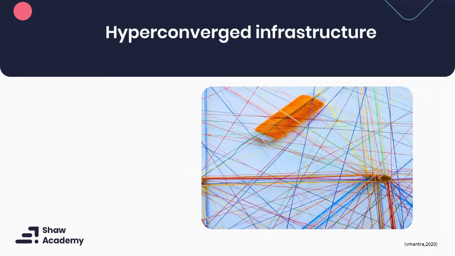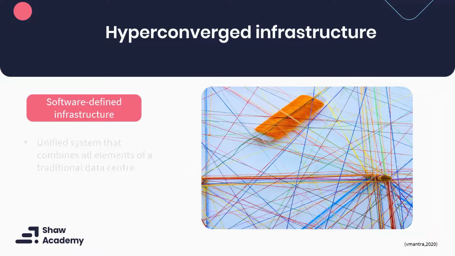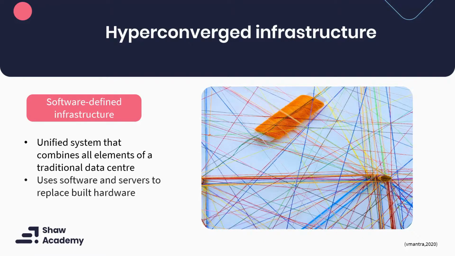Now, this infrastructure can be seen as a software-defined infrastructure, a unified system that combines all the elements of a traditional data center, which includes storage, computation, networking, and event management. The integration of this infrastructure solution makes use of software and servers to replace built hardware. And in doing so, the infrastructure helps to reduce the complexity and increase scalability in the data center.